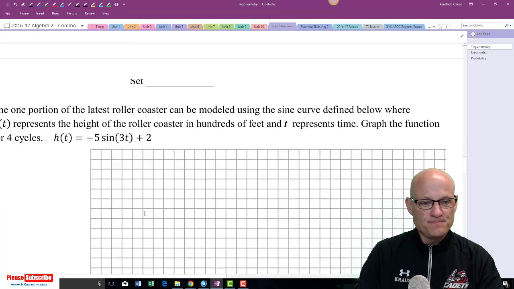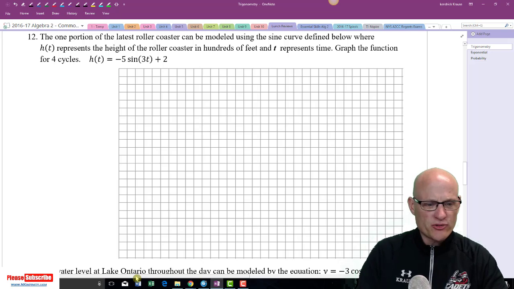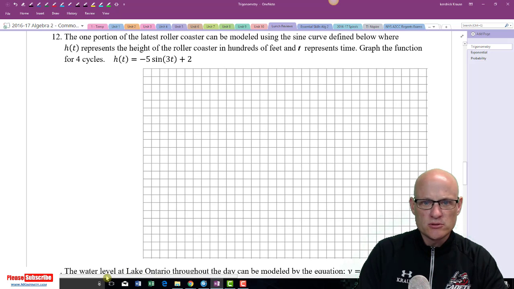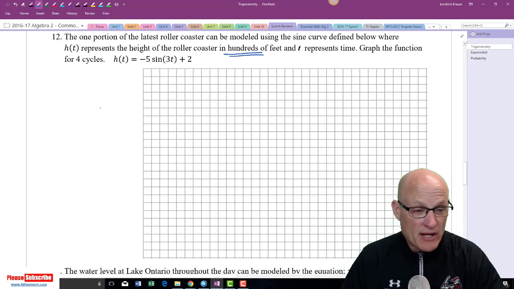All right, let's do another one. Oh my gosh. One portion of a roller coaster can be modeled by this curve, where h of t is represented in hundreds of feet. Okay, hundreds of feet. That makes sense then. So here's the way I go about solving these.